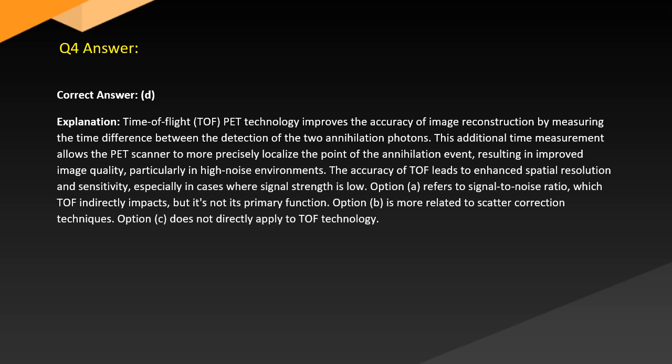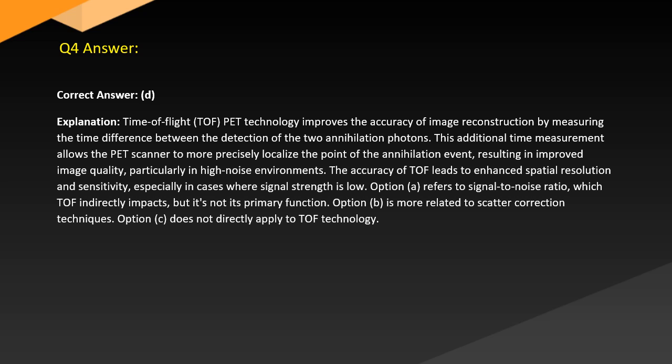Answer. Correct answer: D. Explanation. Time-of-flight (TOF) PET technology improves the accuracy of image reconstruction by measuring the time difference between the detection of the two annihilation photons. This additional time measurement allows the PET scanner to more precisely localize the point of the annihilation event, resulting in improved image quality, particularly in high-noise environments. The accuracy of TOF leads to enhanced spatial resolution and sensitivity, especially in cases where signal strength is low.